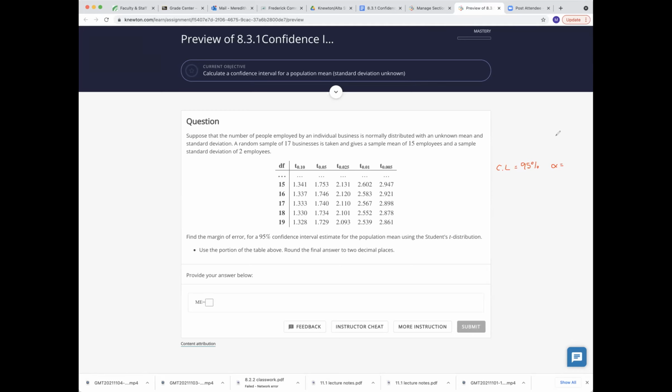Is that the C value? Like the 1.9600? Almost, we're gonna get to that, yes, but this is a step before that. If the confidence level is 95%, remember the alpha is the complement to that. What is the alpha? 0.025. Oh, no. 5%. Yes, 5%.